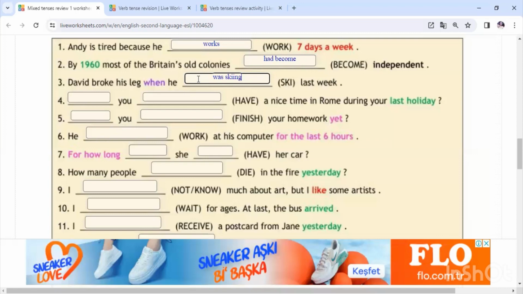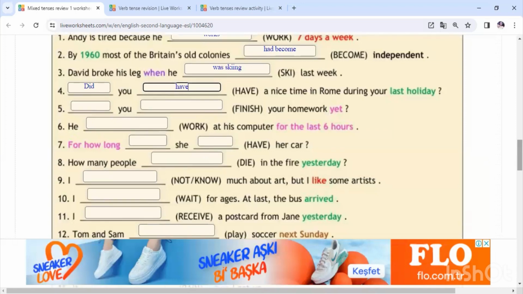Did you have a nice time in Rome during your last holiday? Yeah, it is simple past. Did you have a nice time in Rome during your last holiday? So you can see the specific time here, okay? Very nice. Can you translate it, by the way?